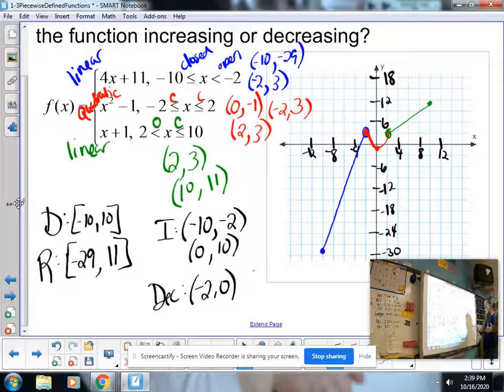So this was a basic introduction on how to graph a piecewise function. There will be a different video for how to write an equation of a piecewise function when you are given a graph.